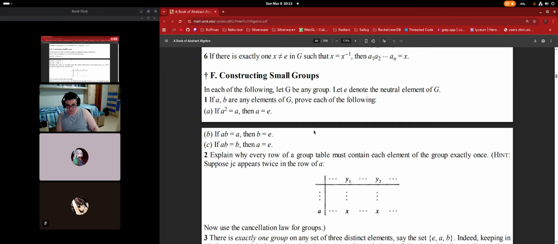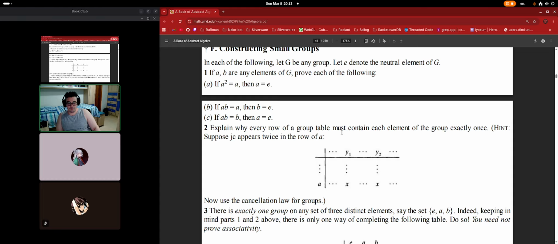That is the case. Explain why every row of a group table must contain each element of the group exactly once. Now that I have the table in front of me again, it's not about collapsing to identity. y1 and y2 must be equal, right? Because of cancellation again. You basically say a y1 equals x, a y2 equals x. You put those two equalities together, and then you cancel the a, so you have y1 equals y2, which means that they should not be separate columns.